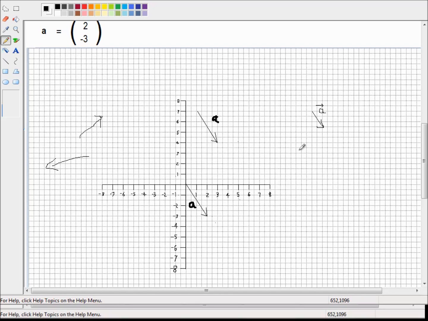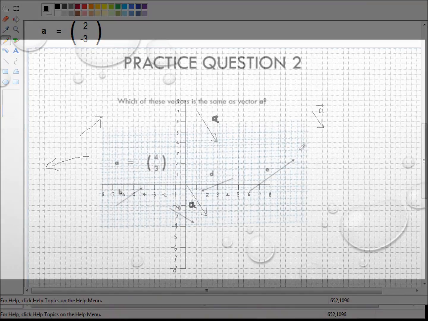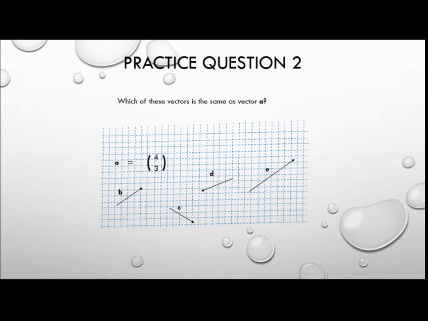Okay, so how did you get on with that question? Ready for the next one? Okay, which of these vectors is the same as vector A? Take your time, pause the video. When you're ready with the answer, or when you're ready to receive the answer, just press play.